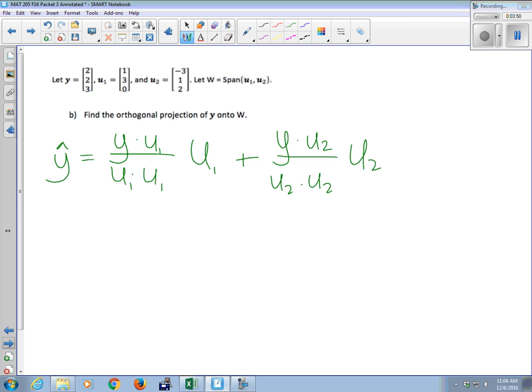So y dotted with u1, that's going to be 2 plus 6 is 8. u1 dotted with itself, that's 1 plus 9 is 10, times the vector u1, which is 1, 3, 0, plus y dotted with u2, so that's negative 6 plus 2 plus 6 is 2, over u2 dotted with itself, which is 9 plus 1 plus 4, which is 14, times u2, which is negative 3, 1, 2.